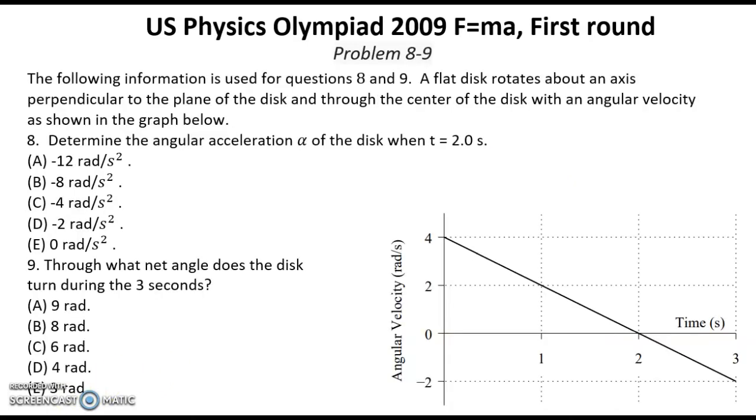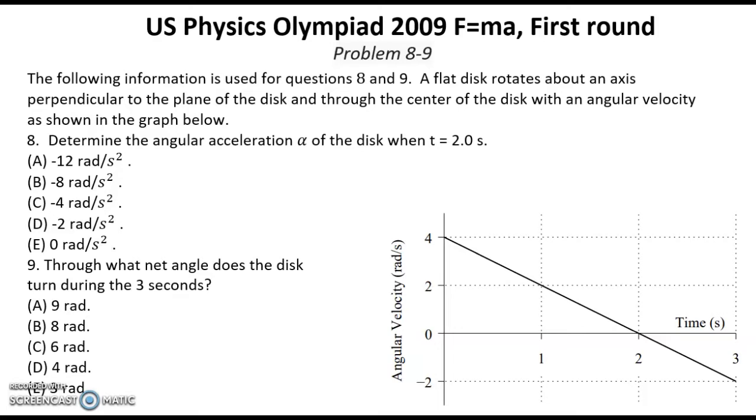Problems number 8 and 9. The following information is used for questions 8 and 9. A flat disk rotates about an axis perpendicular to the plane of the disk and through the center of the disk with an angular velocity as shown in the graph below. Question 8. Determine the angular acceleration alpha of the disk when time t equals 2 seconds.